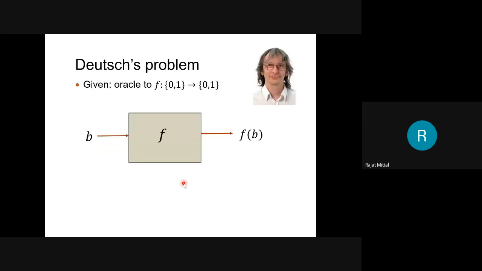Okay, so what is Deutsch's problem? Suppose there is a function. The function is very simple. It takes a bit and outputs a bit. So the input will be either 0 or 1, and the output will be either 0 or 1. This function is given as what we call an oracle or a black box. That means the function is hidden. I can ask a bit b and the oracle will tell me f(b). So if I ask 0, the oracle will tell me f(0). If I ask 1, my oracle will tell me f(1).